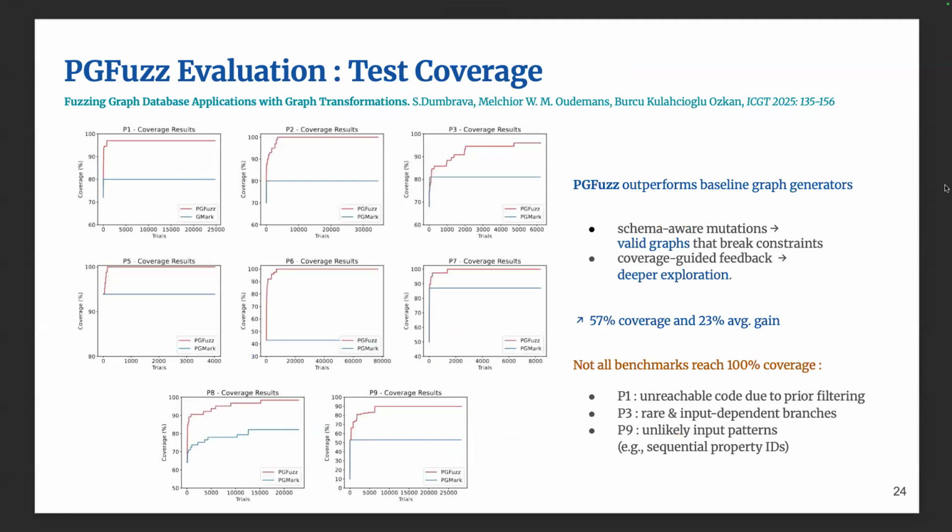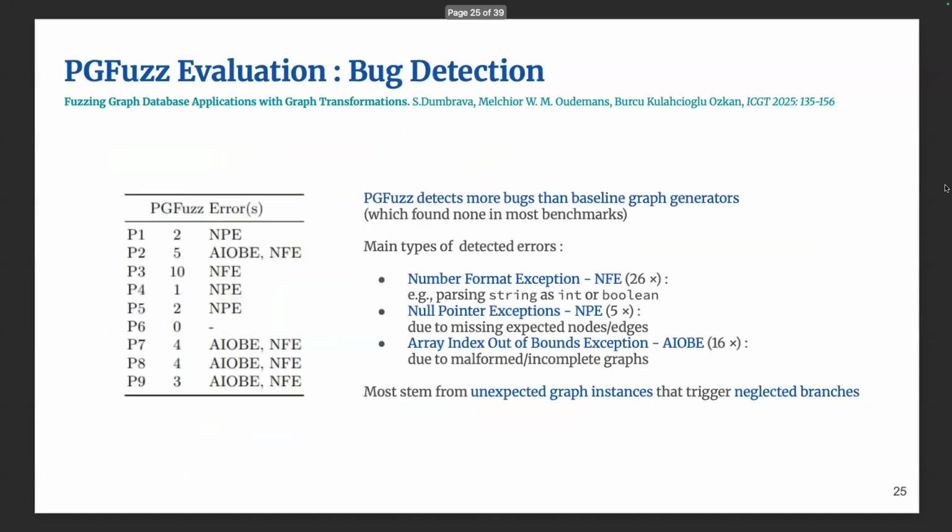When it comes to evaluation against the baseline, we were able to have much higher coverage than the baseline. But interestingly, not all the benchmarks were covered at 100%, because of course there were parts of the code that maybe were unreachable due to previous filtering conditions, or because the input depended on very rare graph patterns, or inputs that were very unlikely, like sequential property IDs. And we were able to catch some bugs, mostly NumberFormatExceptions, NullPointerExceptions, or ArrayIndexOutOfBounds, mostly coming from these unexpected graph instances.